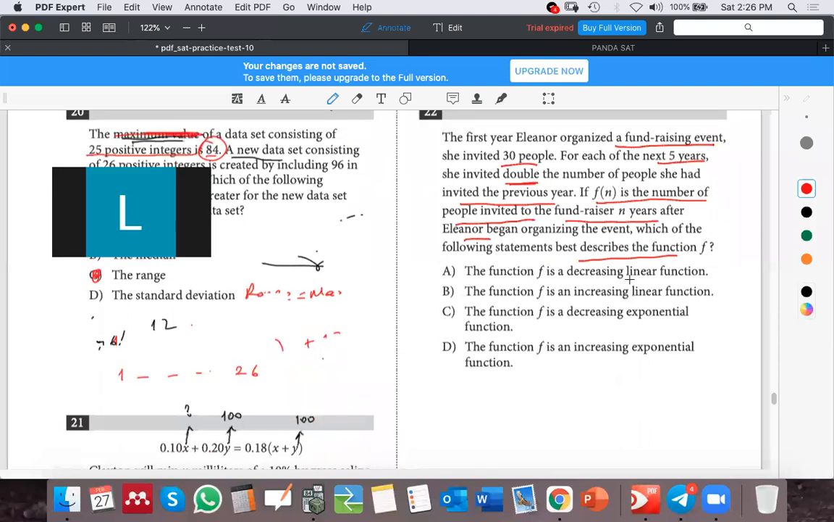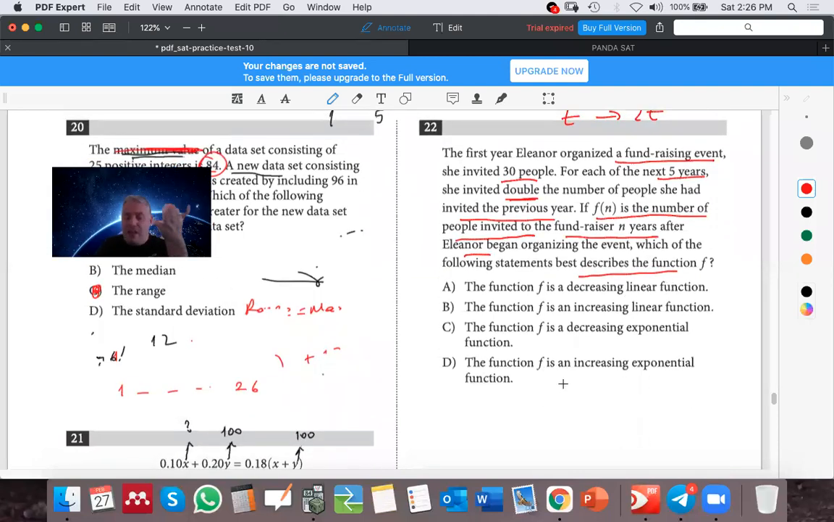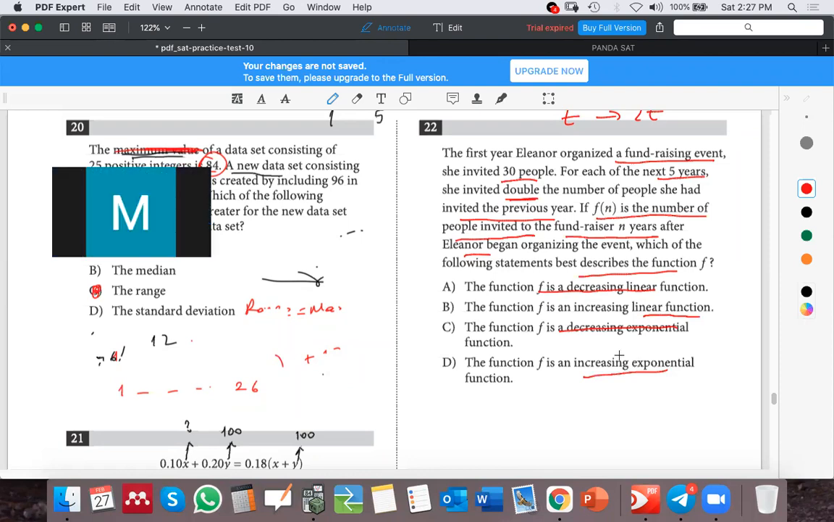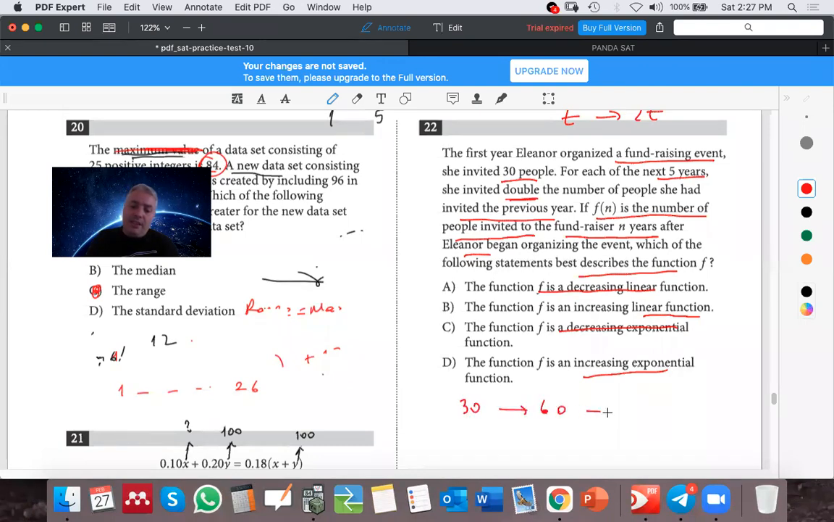It's so simple. First of all, is the number of people increasing or decreasing every year? Increasing. So where you see decrease, just cancel it out. Increasing could be a linear function or an exponential function. Since you always double it, what does it mean? At the beginning 30, later 60, later 120, later 240. How can you express this? Isn't it an exponential function?